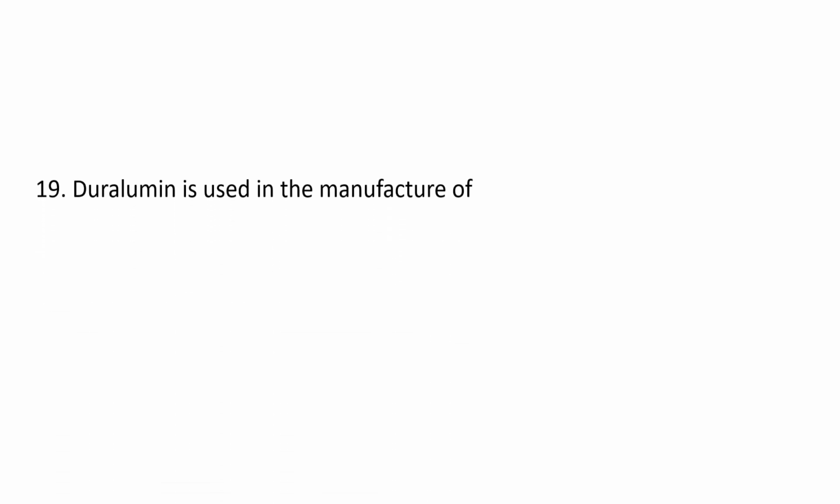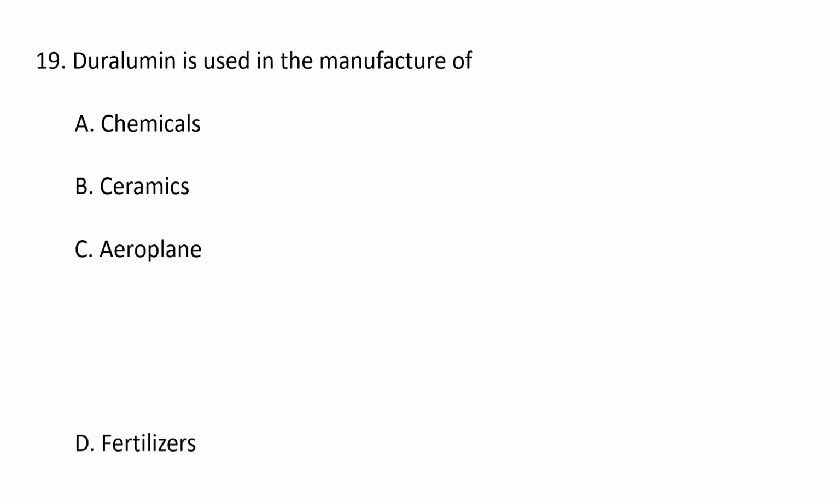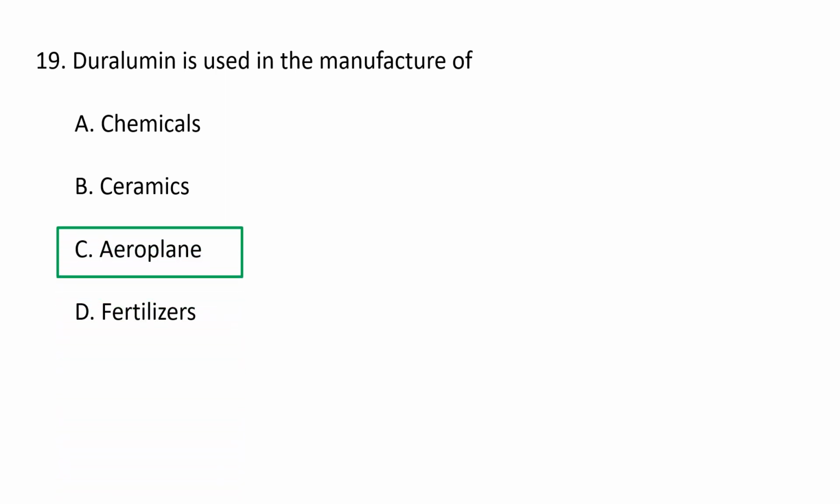Next question. Duralumin is used in the manufacture of A. chemicals, B. ceramics, C. aeroplanes, and D. fertilizer. So duralumin is used in the manufacture of aeroplanes. So C is the correct option.